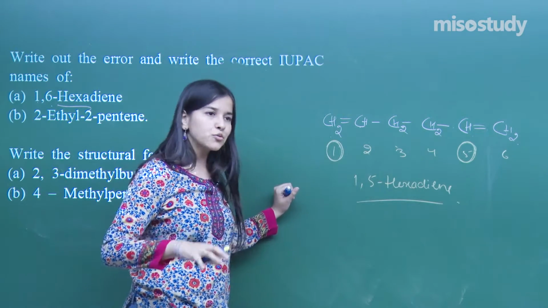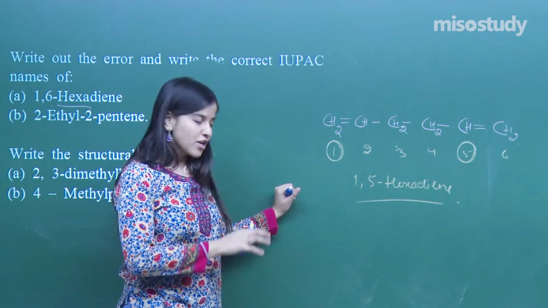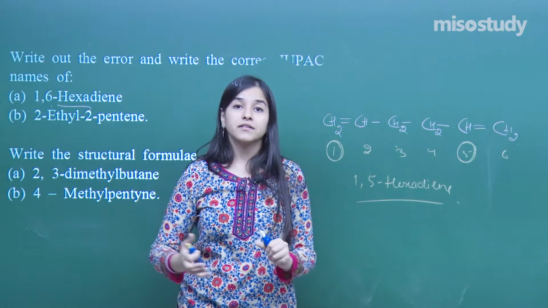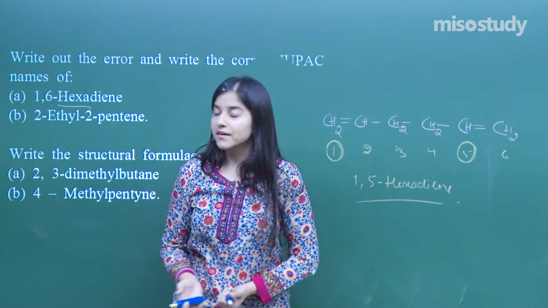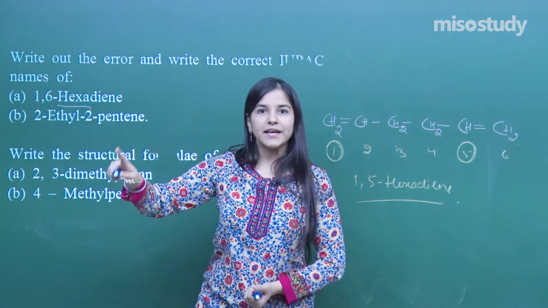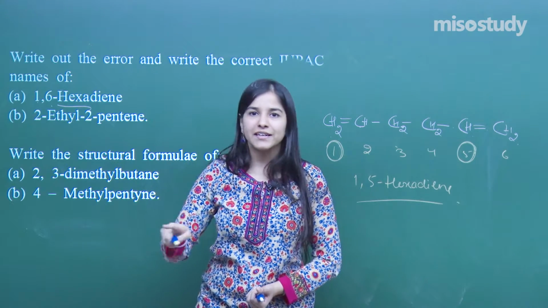Clear? So some of the students get confused in these type of questions. You do not have to think out of the box, just try to write down what they have already given. Then you will exactly figure out what correction has to be made.